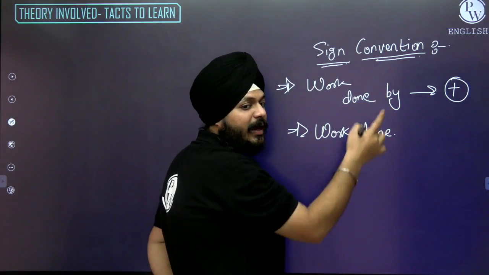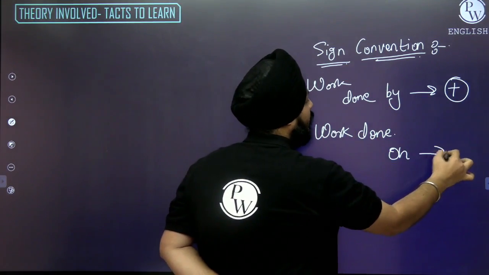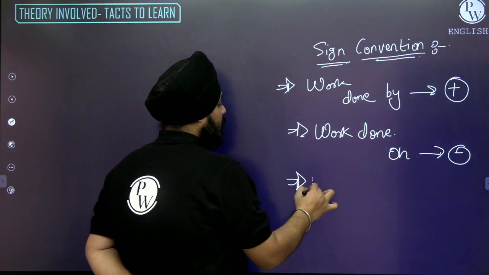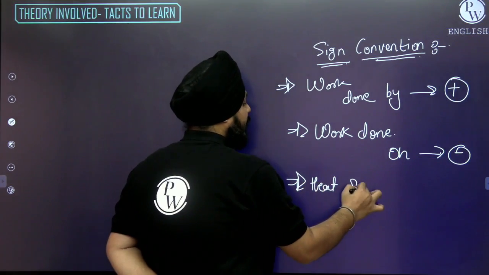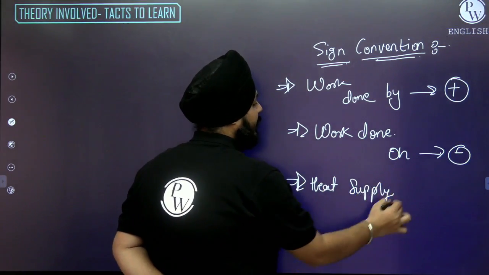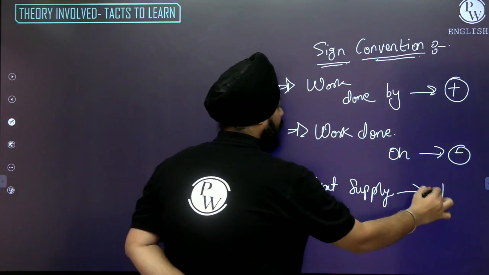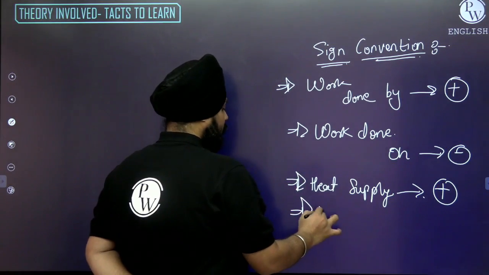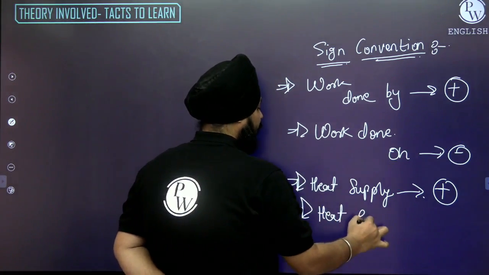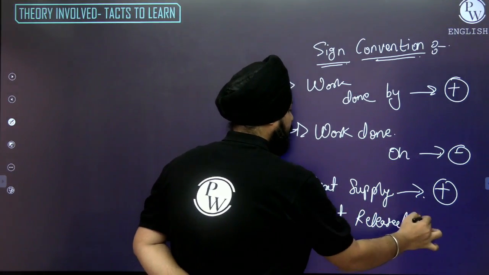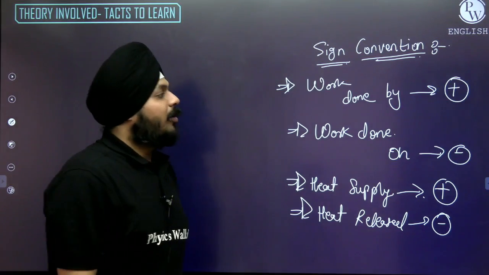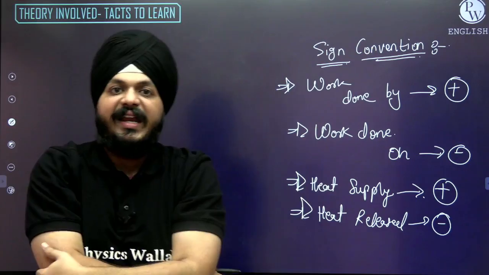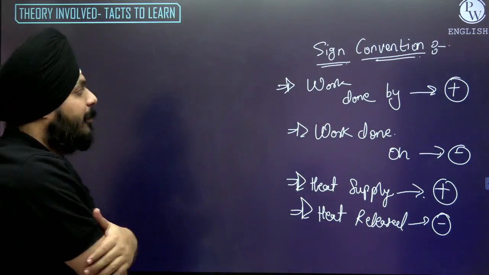Work done by is positive. Heat supply is positive. From the physics point of view, this is the general way. Heat release, work done by positive, right? Work done on negative. Heat release negative, heat supply positive.